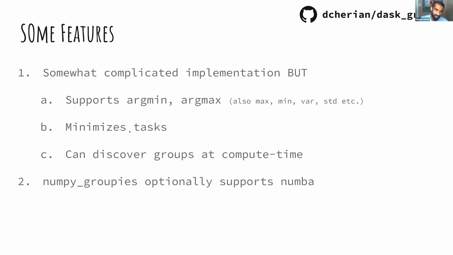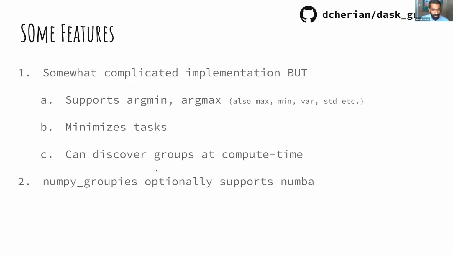It tries to minimize tasks because usually I find that Pangeo workloads tend to have this issue. So a lot of computation is just stuffed in a task. So the sum and the count is calculated in the same task itself. So that's why you get those really low task counts. And one really cool feature is you don't actually have to know what the group labels are, not necessarily anyway. And so you can actually discover the groups at compute time, which is kind of cool.